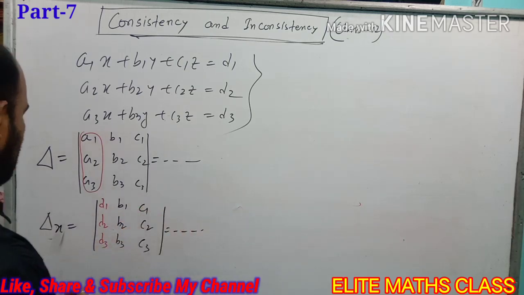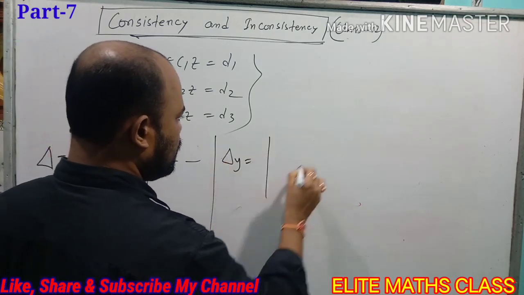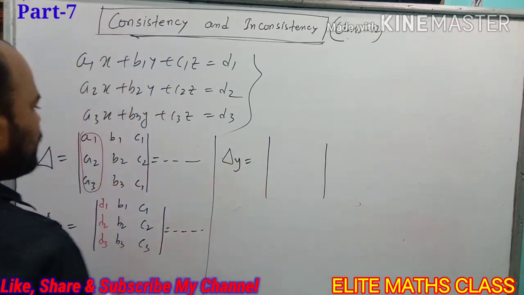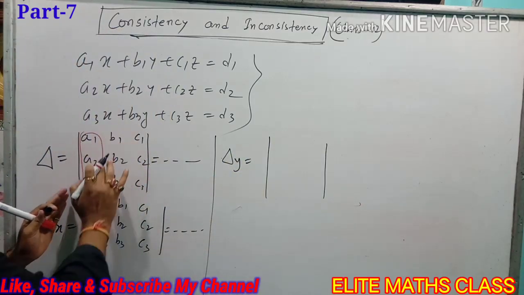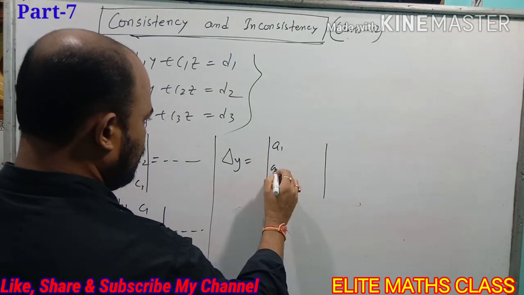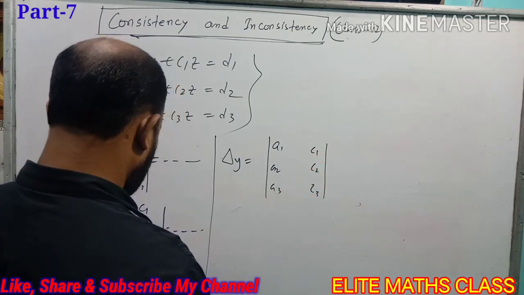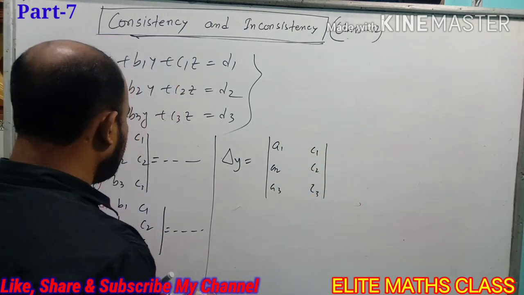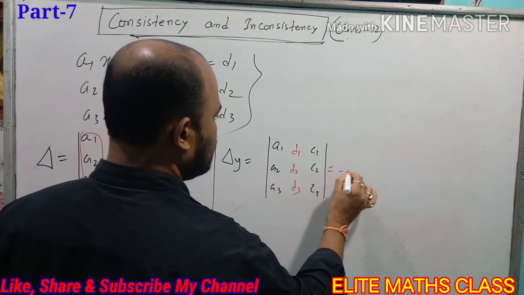Then find the value. Then we have to form del y. In del, we have to replace the column for the coefficient of y by the constant terms. So here a1, a2, a3 and c1, c2, c3 will be unaltered. In the second column we have to put the constant terms d1, d2, d3. Then find the values.